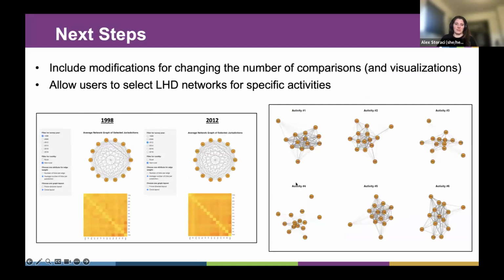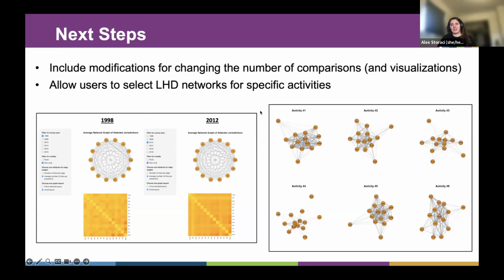I also would like to include modifications for changing the number of comparisons. So this was in an initial version over here, but it would be nice to allow the app to interactively change the number of columns that it shows to the user. So if you wanted to not just compare 2 years of data, but you wanted to compare all 6 years of data, we currently have 6 different waves of the survey. Or if you wanted to compare across 3 types of governance structures, for example, right now the app only allows for a comparison of 2.